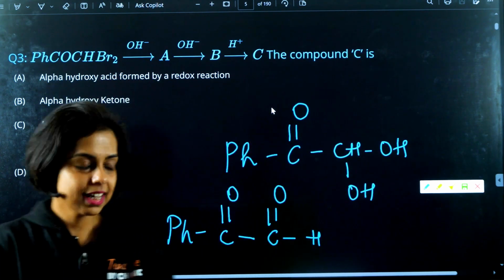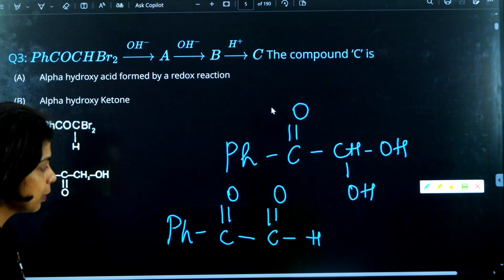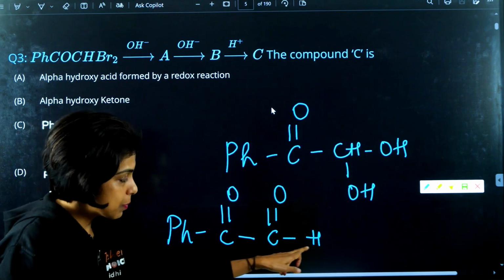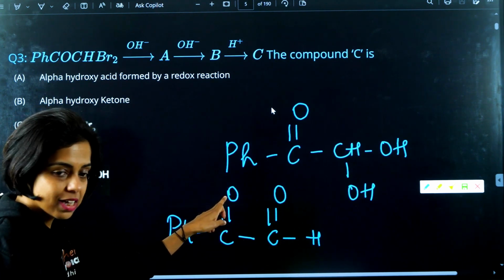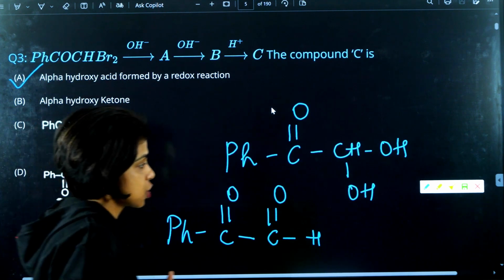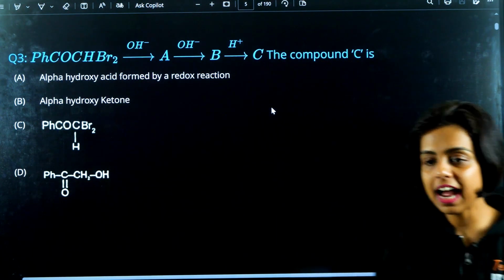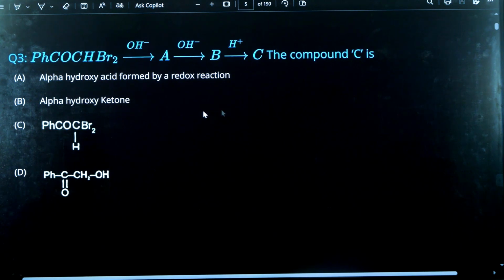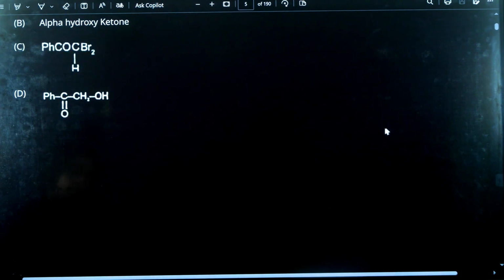Got it, guys? Yes or no? I hope you will get your answer. So you will get alpha hydroxy acid. This becomes COOH. This we have OH by Cannizzaro reaction formed by a redox reaction, which is a Cannizzaro reaction, disproportionation reaction, and we'll mark our answer as A here, right? So the product we got here is A.